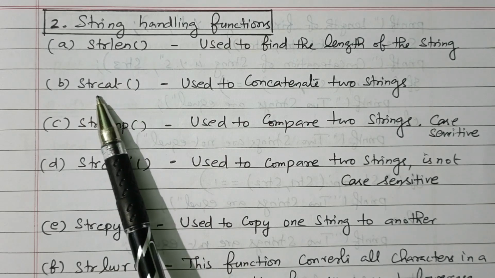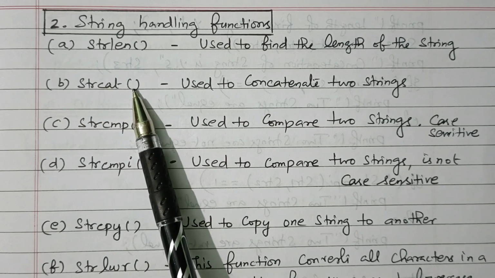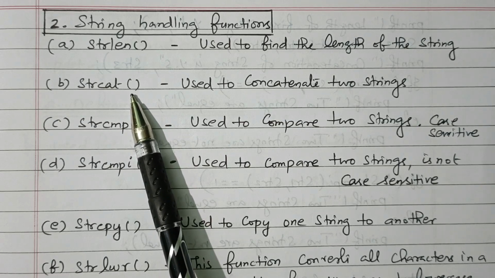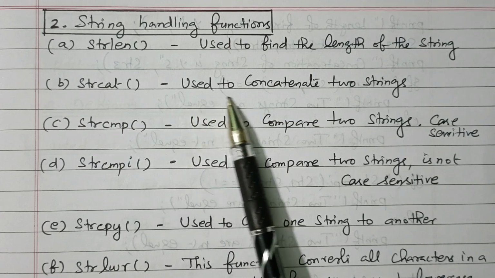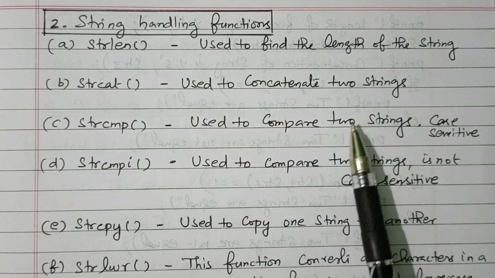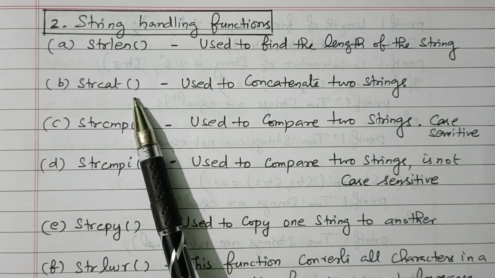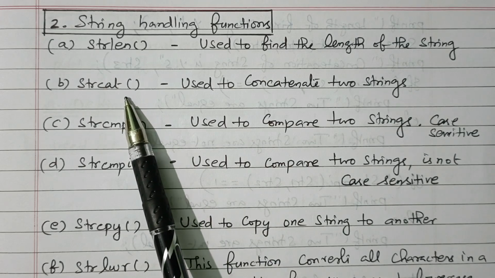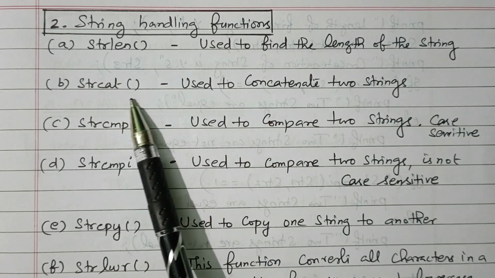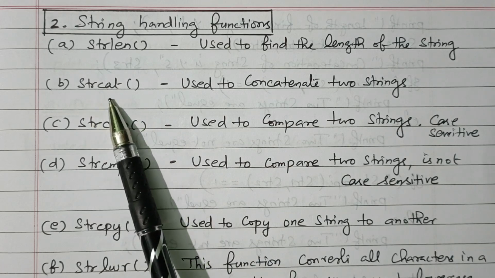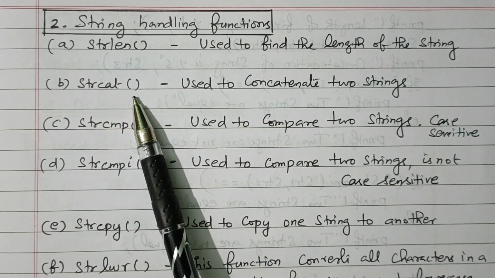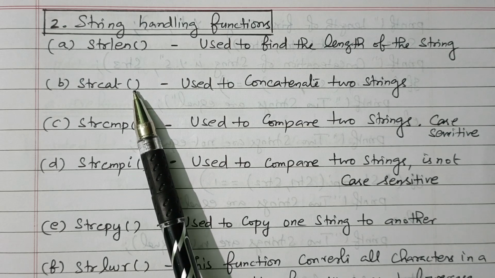strcat, that is string concatenate, we can give two strings here. The two strings will be concatenated. Concatenated means added together, used to concatenate two strings. For example, welcome today. If you give two strings, it will combine both strings. Welcome today, right? String concatenate will concatenate the two or more strings given within the bracket.